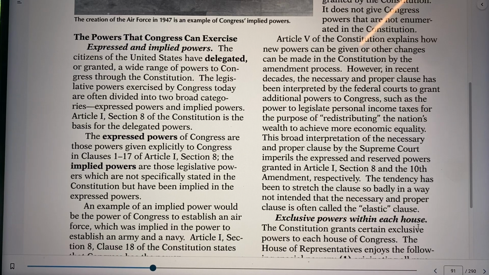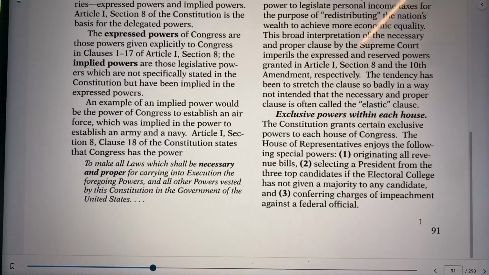So Article 1, Section 8, Clause 18 says, so what does it say here? Let's go on, it's right here: to make all laws which shall be necessary and proper for carrying into execution the foregoing powers, and all other powers vested by this Constitution in the government of the United States. This is the necessary and proper clause. This necessary and proper clause has both expressed and implied powers in it.